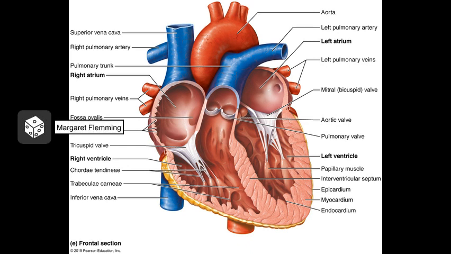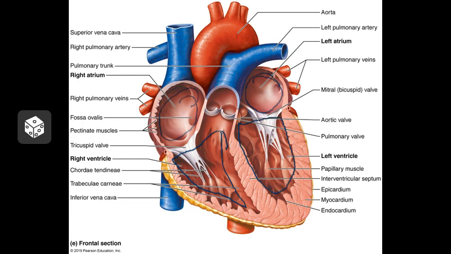Looking at a frontal section of the heart, we are still looking at the heart as though it's the patient's heart from the anterior view, but we're looking at a section. We can see the internal structures, the internal chambers of the heart. And here we see the right atrium, the left atrium. Below we have the right ventricle, and on the left, ventricle.